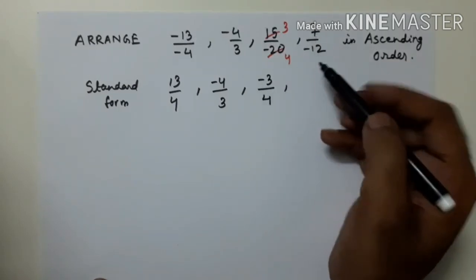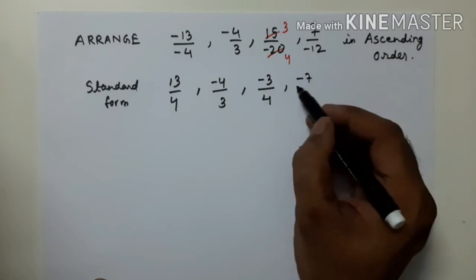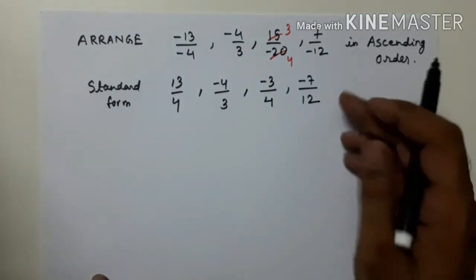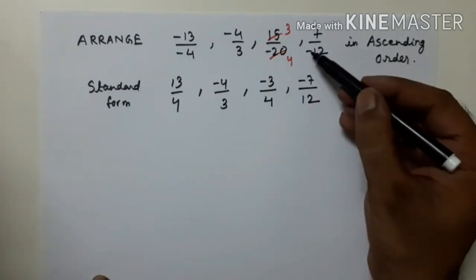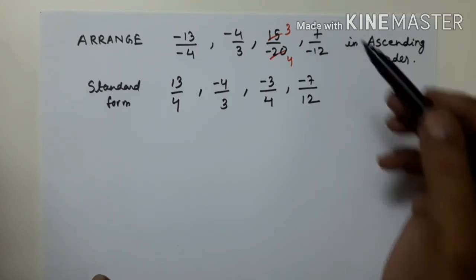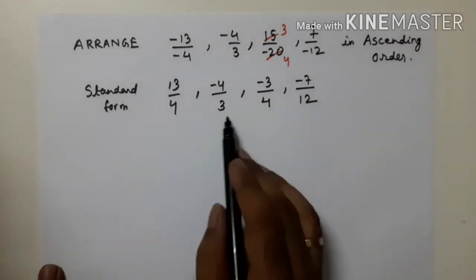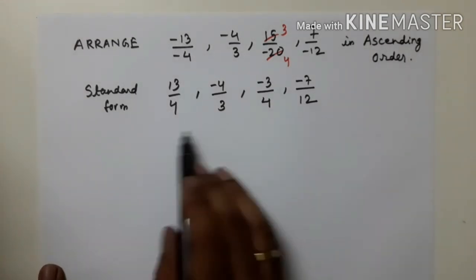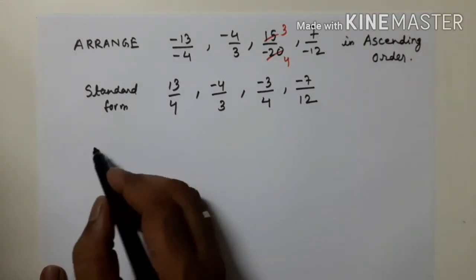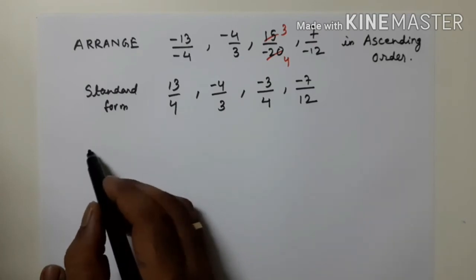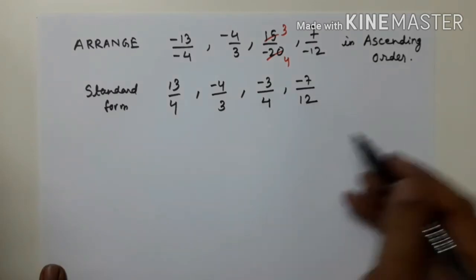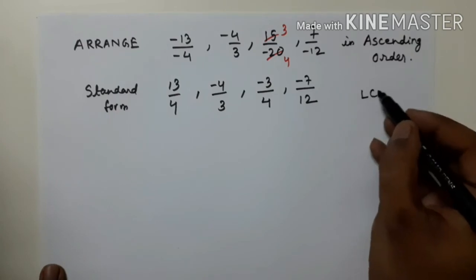Similarly, 7 by minus 12 we will write it as minus 7 by 12. Here no more calculations are required, just we can shift this minus up. That's it. Next, so standard form we have got. Next thing is comparing the denominator. The denominators are all different. So we have to make equal denominators. So to make equal denominators, you have to find the LCM.